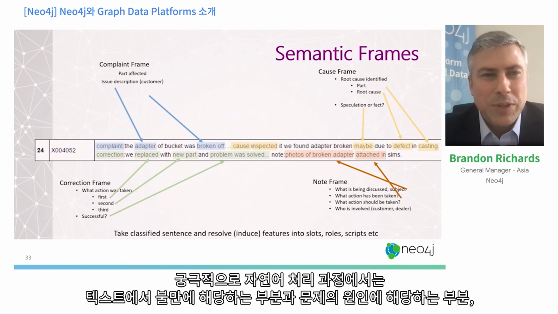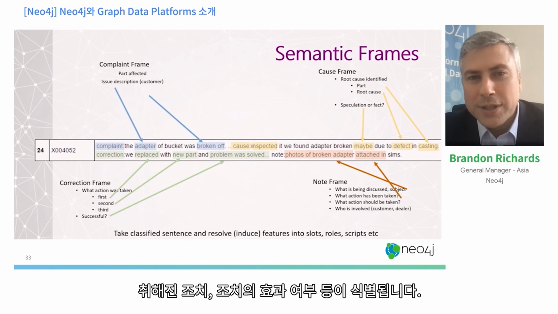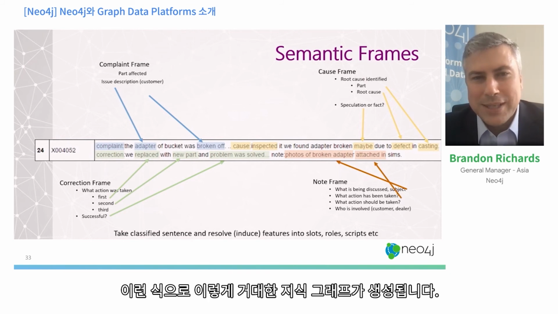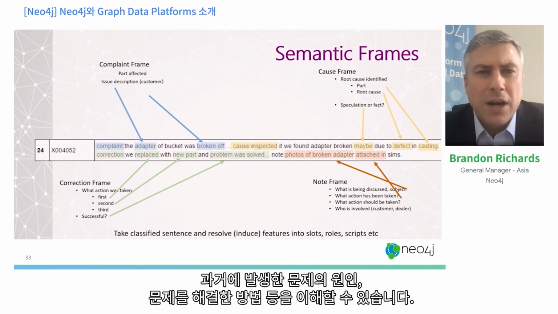Ultimately, part of the natural language processing, they identify what parts of the text are the complaint, what parts were the cause of that problem, what action was taken and whether it worked. And they basically build this large knowledge graph. Then they can start to mine the knowledge graph and start to understand things like the next time a technician goes on site and they're starting to see these particular problems, what has worked in the past? What was the cause in the past? And how has this been resolved?